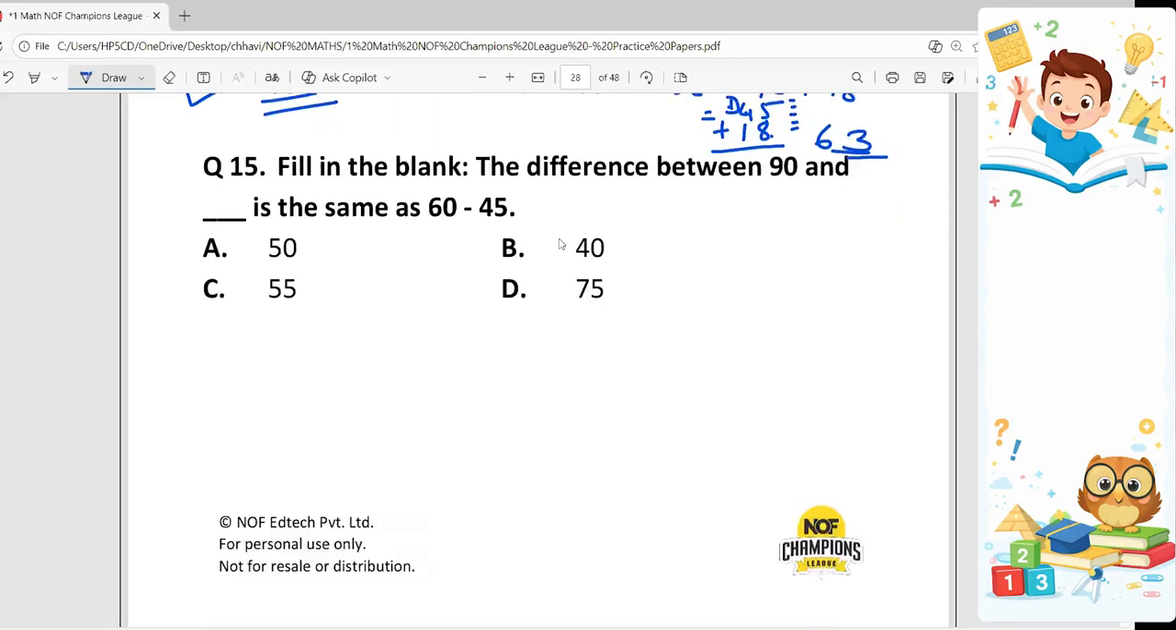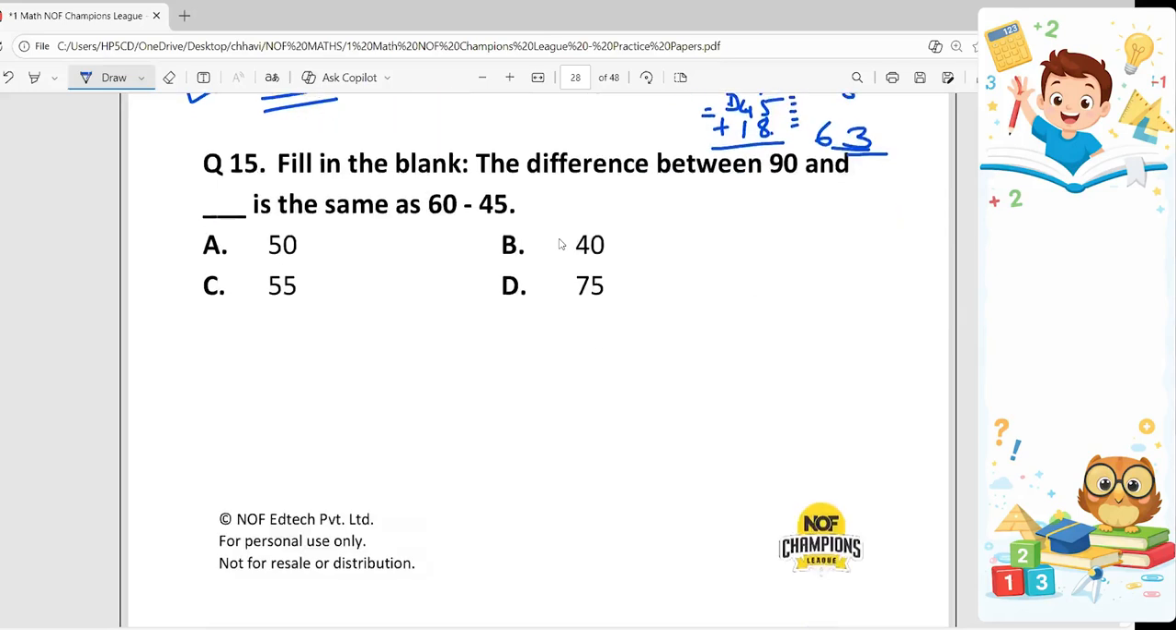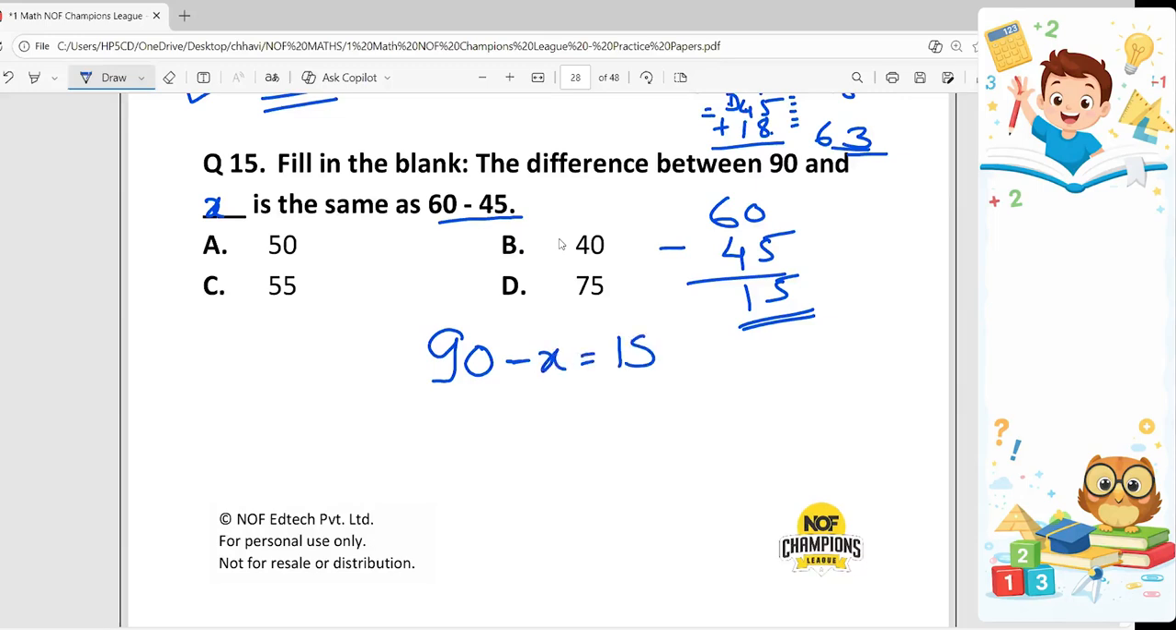Fill in the blank. The difference between 90 and dash is same as 60 minus 45. Now there should be some number over here. So difference between 90 and that number is same as 60 minus 45. Now let's subtract and see what the difference is. 15. So 15 is the difference. Your number will be something different, but let's see the equation like this. 90 minus x is equals to 15. Now what we'll do is, we'll just take this minus x over there.